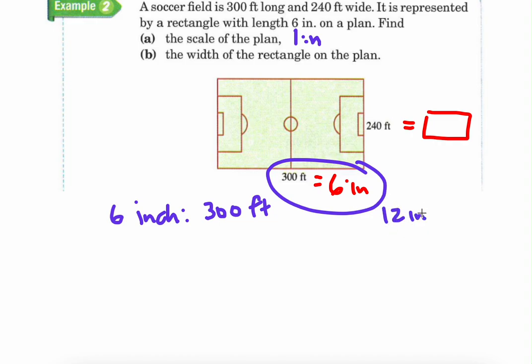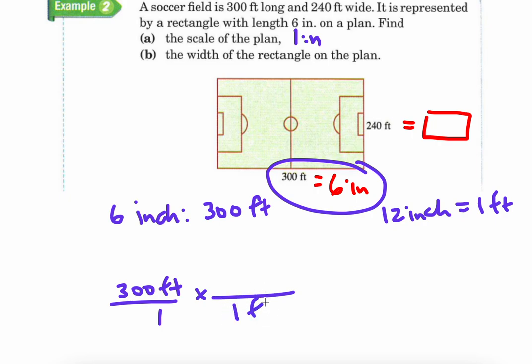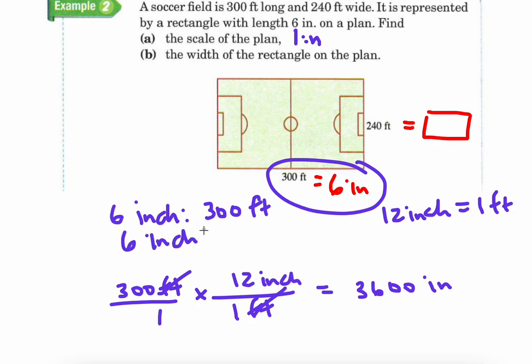We know that there's 12 inches in 1 foot. So let's figure that out. If it's 300 feet, then I'm going to multiply by 1 foot on the bottom to equal to 12 inches. Those cancel. I'm really multiplying. So this is 3,600 inches. So 6 inches corresponds to 3,600 inches when I change feet into inches. Then I still need it down to 1 to a number.